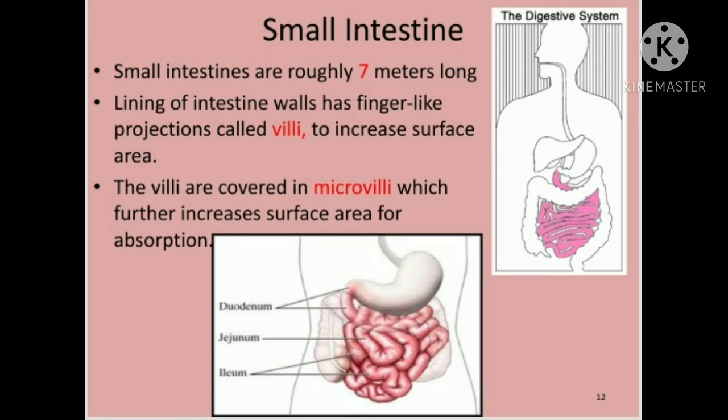The small intestine is roughly about 7 meters long. The lining of the intestinal walls has finger-like projections called villi, which increase the surface area. The lining means the inner surface of the intestinal walls. The villi are covered in microvilli, which further increase the surface area for absorption. The greater the surface area, the more absorption of food will take place. So it is very good to have a large number of microvilli.